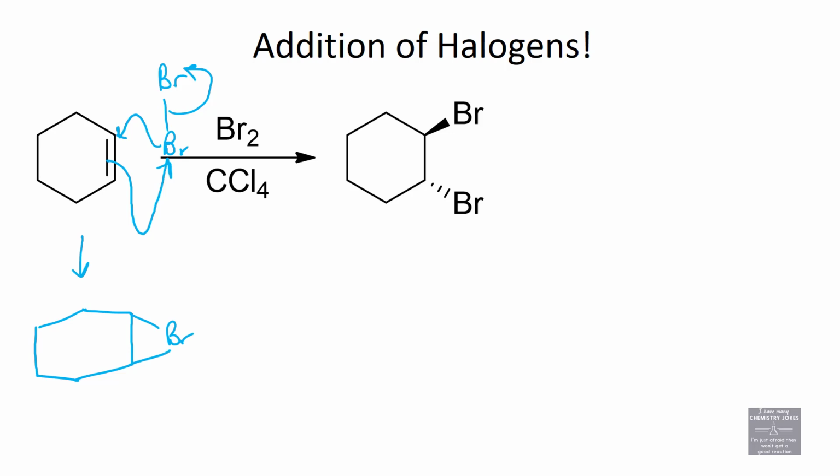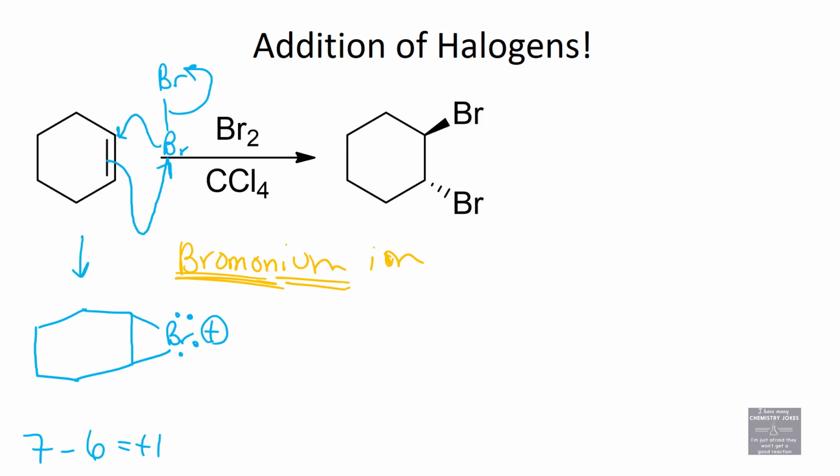A 3-membered ring with a bromine in it. The 2 carbons from your alkene are the 3-membered ring along with the bromine. Okay. The bromine up there, he had 3 lone pairs. Now he's only got 2 lone pairs. Bromine's in group 7. In that molecule, he's got 6 electrons. Bromine is a +1. Yep. This intermediate is known as a bromonium ion. What is a bromonium ion? It's a bromine with a positive charge.